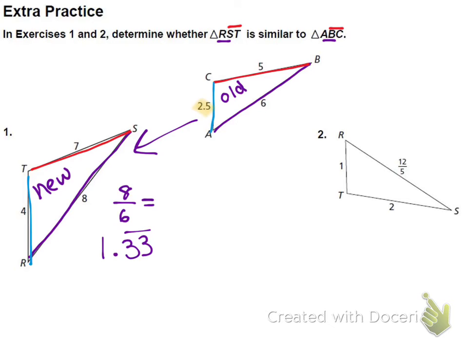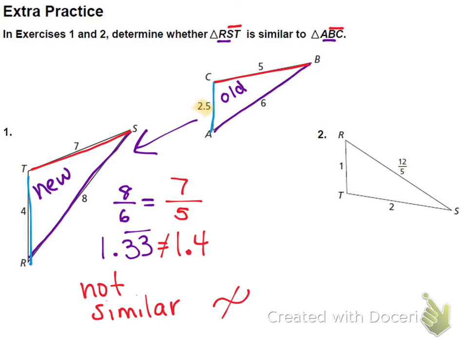Which one? 7 and 5, sounds good. So we're doing BC and ST. Which one is the new length? 7, the old length 5. What is this reduced to? We'll make it a decimal again. 1.4. All right, so automatically, are they similar? They are not. So we're just going to say not similar. If you want, you could always write this statement and then put a slash through it. That's also fine. But they are not similar.